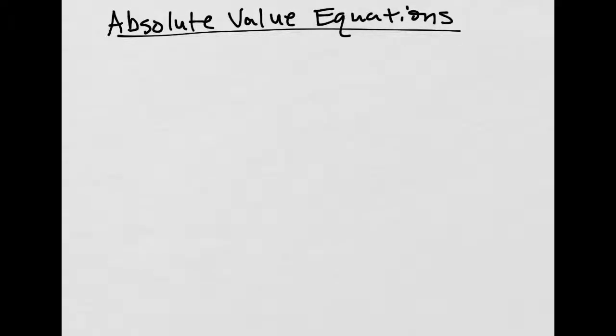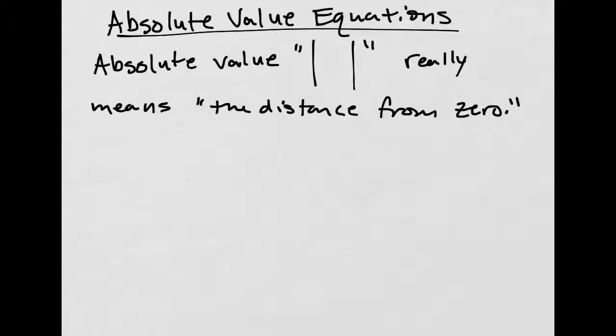Here we have absolute value equations. What is this? Well, absolute value just means, literally, the distance from 0. That's really what it means.